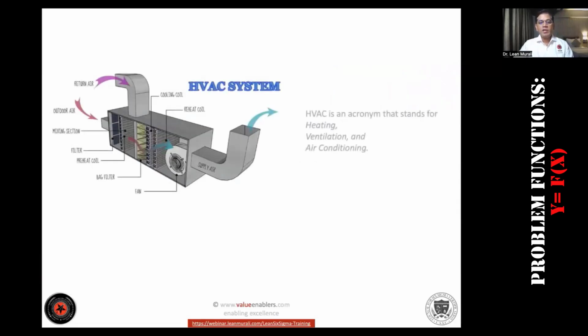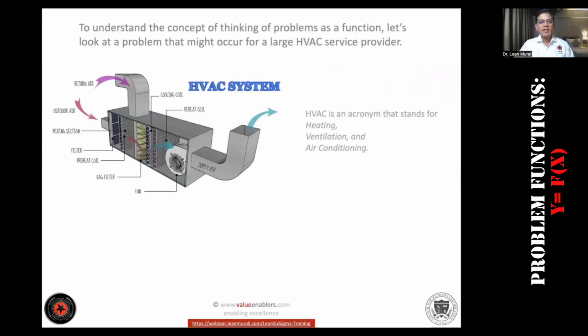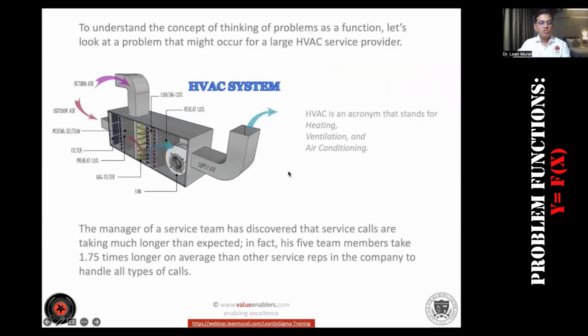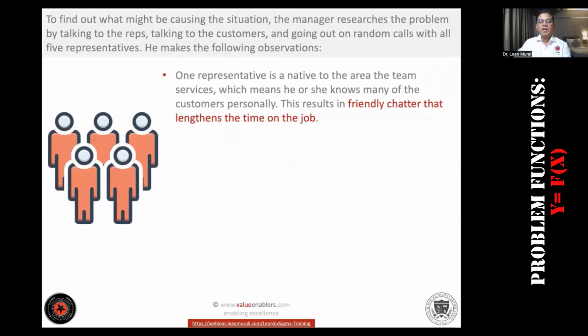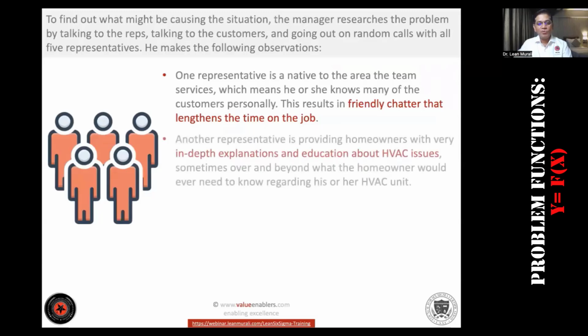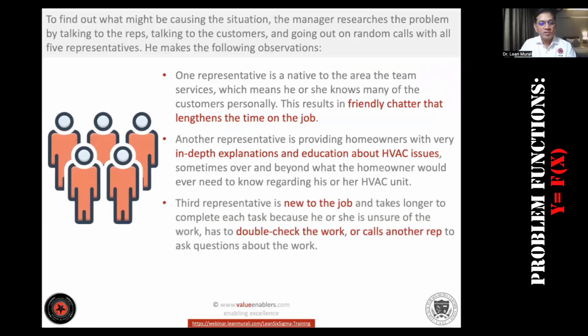Then we went into the HVAC system, which is heating, ventilation, air conditioning. There were service call issues. The service calls were taking 1.75 times longer than expected, and hence he decided to research with 5 of his representatives. Somebody was taking a long time because he was chatting a lot. Another person started giving in-depth explanations. And the third one was new to the job, so he was double checking.